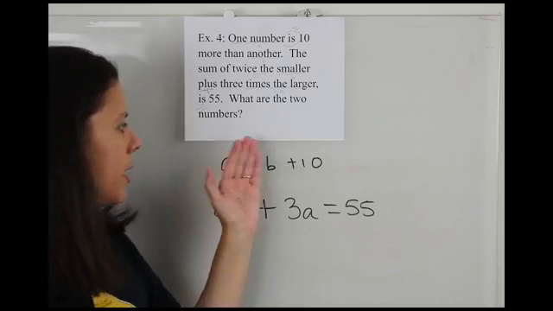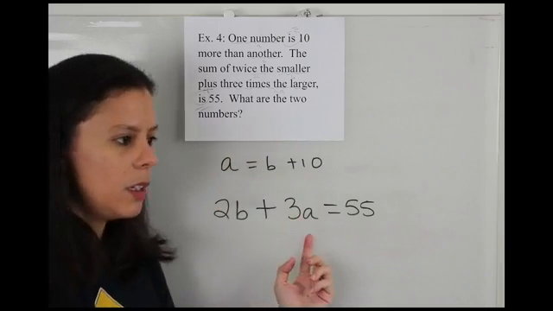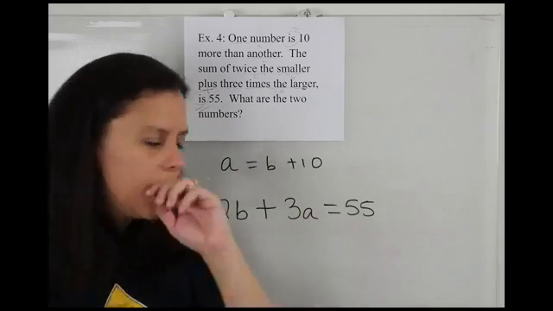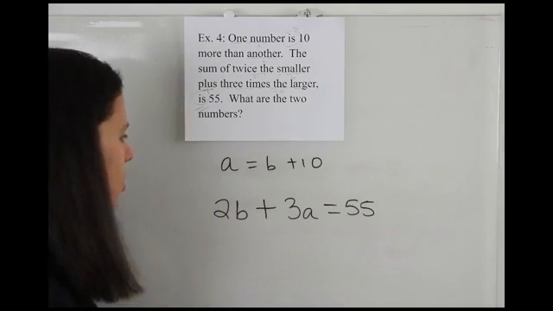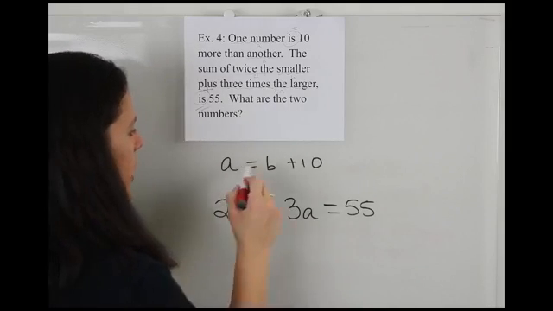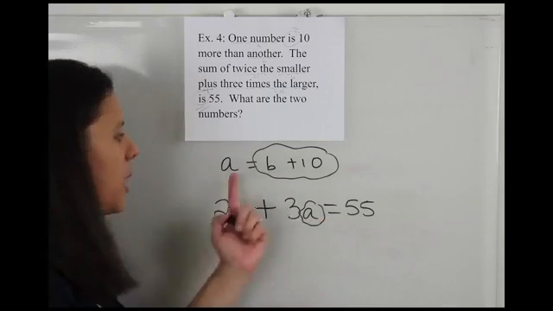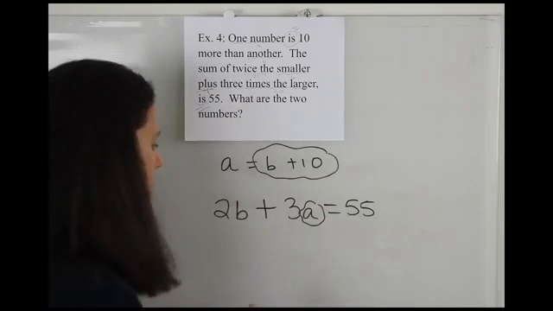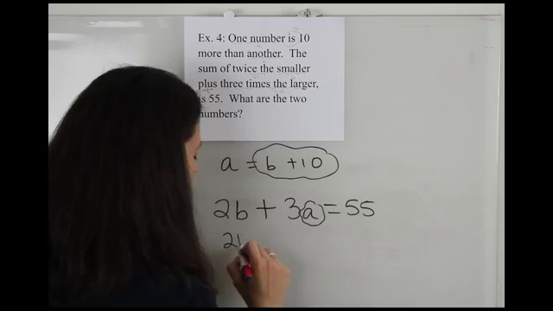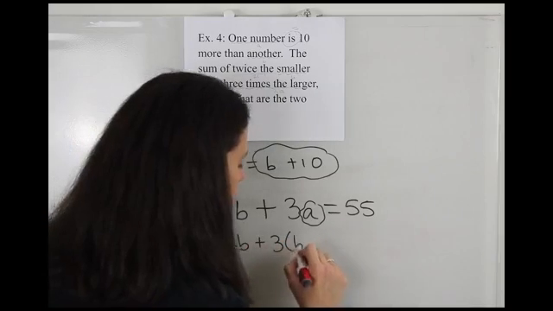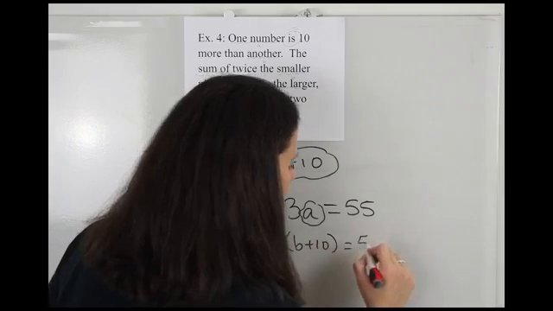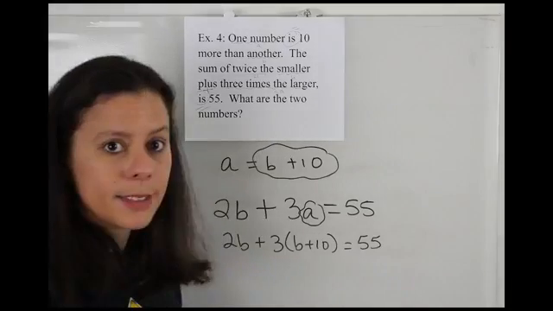So I'm just going to go ahead and substitute whatever A is into this one. I don't have to do a lot of calculations or none of that. I'm just going to rewrite this into this A, because that's what A is. We know that A is B plus 10, sorry. So we know that 2B plus 3 times B plus 10 is going to be equal to 55.